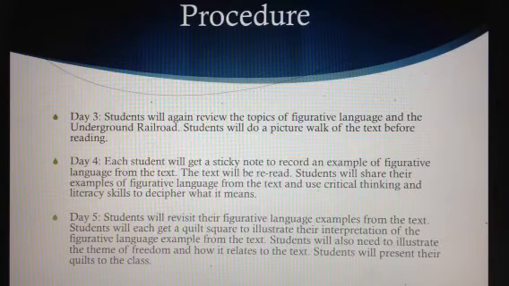So each student will get a quilt square, and they will pick one of the figurative language examples from the text and depict what they believe it to mean on their quilt square. After, students will share their quilt's language and why they believe it is important to the story. Students will also discuss the theme of freedom from the story and will have to relate that to their quilt square. Students will need to include how the theme of freedom relates to their language example in the story.